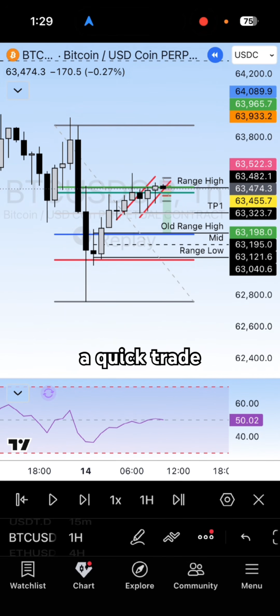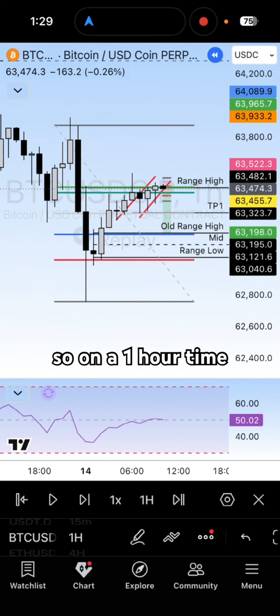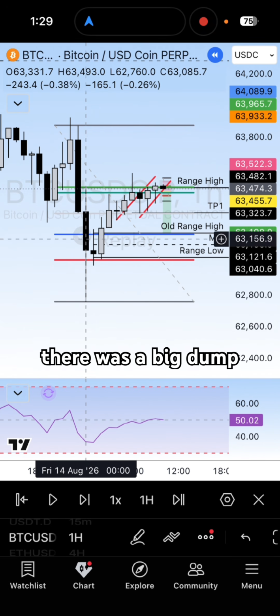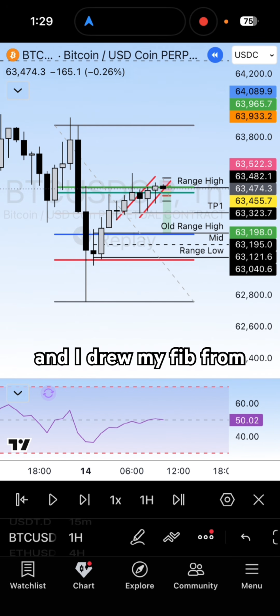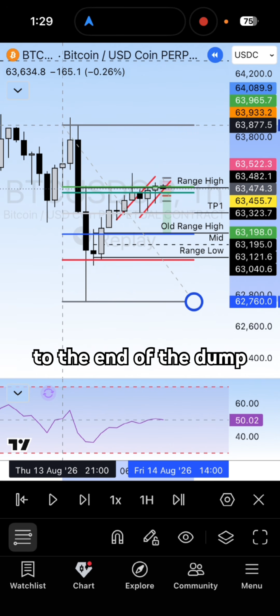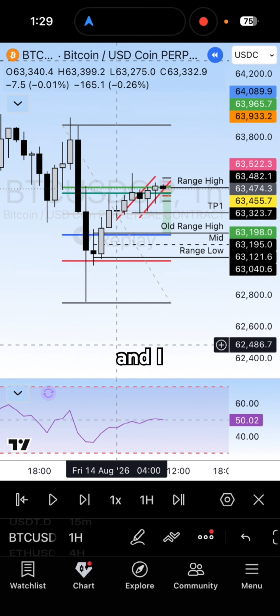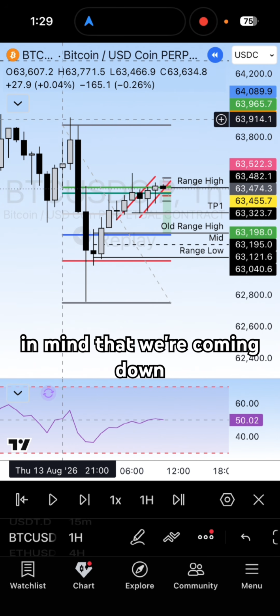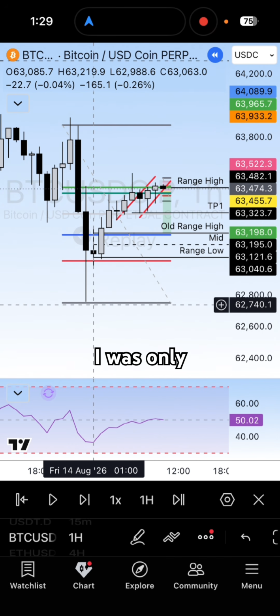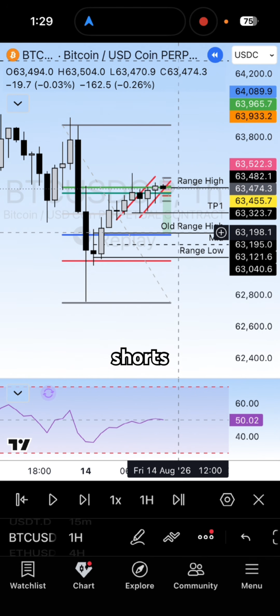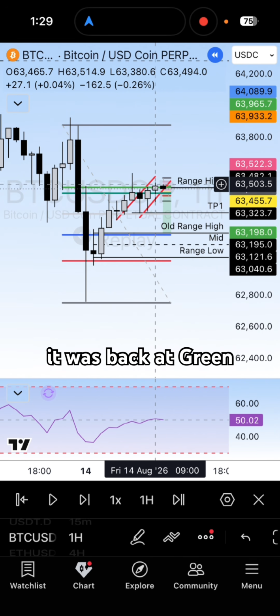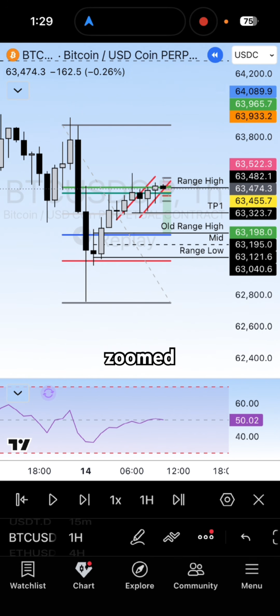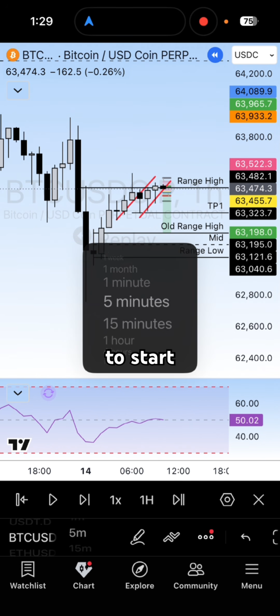Today I'm going to give you a quick trade recap on BTC. So on a 1 hour time frame, I saw there was a big dump over here, and I drew my fib from the start of the dump to the end of the dump, and I was just waiting for the reaction at green, bearing in mind that we are coming down from a strong downtrend, and I was only looking for shorts. So when it was back at green, I zoomed in to the 5 minute to start looking for my range.